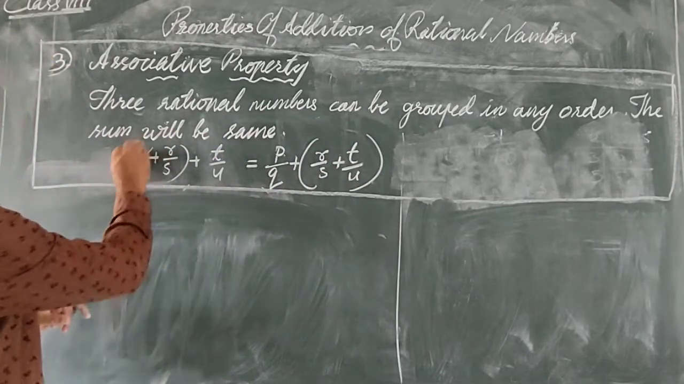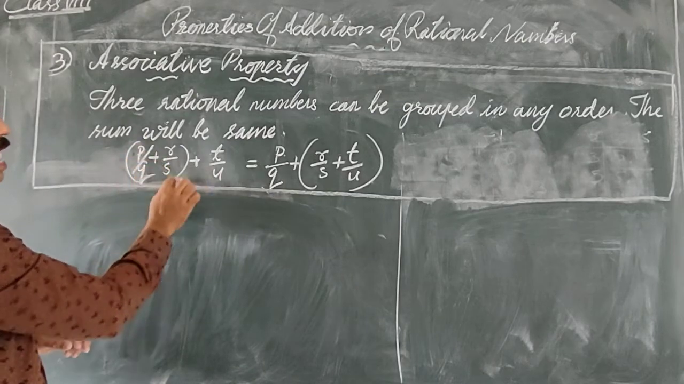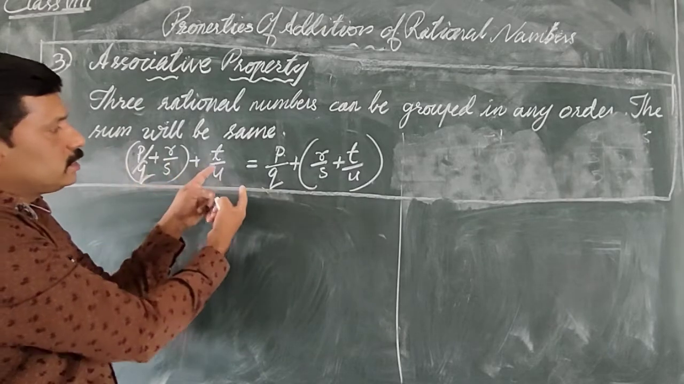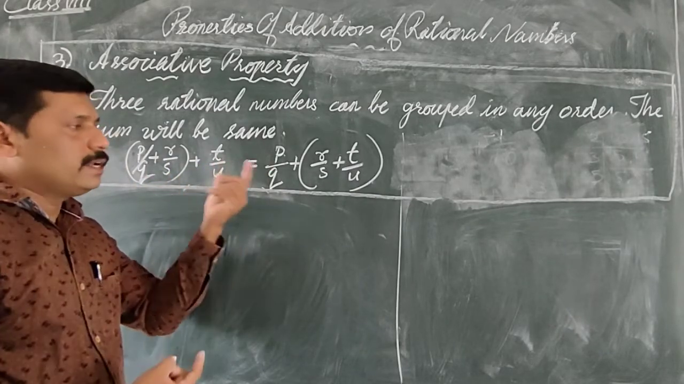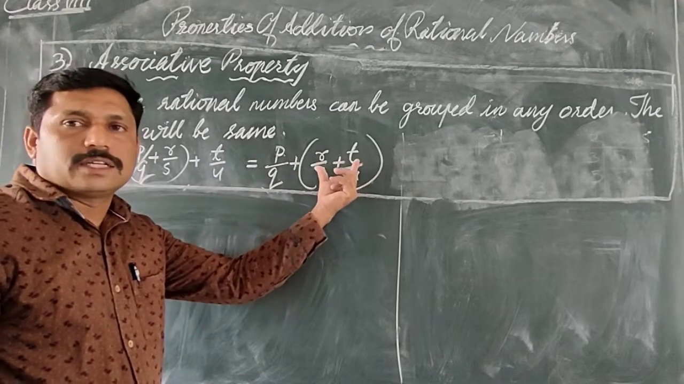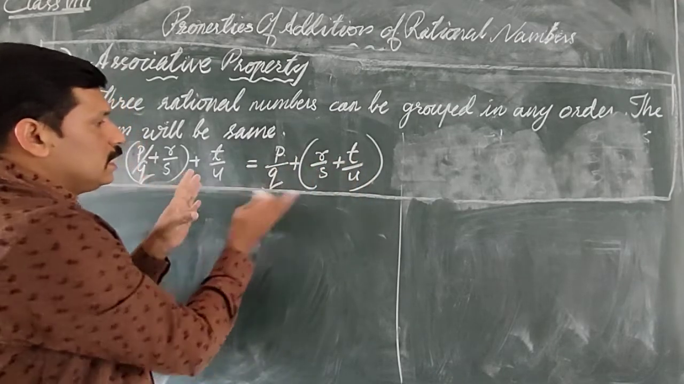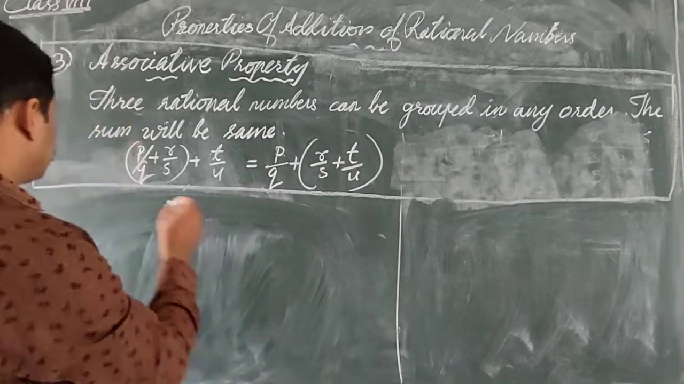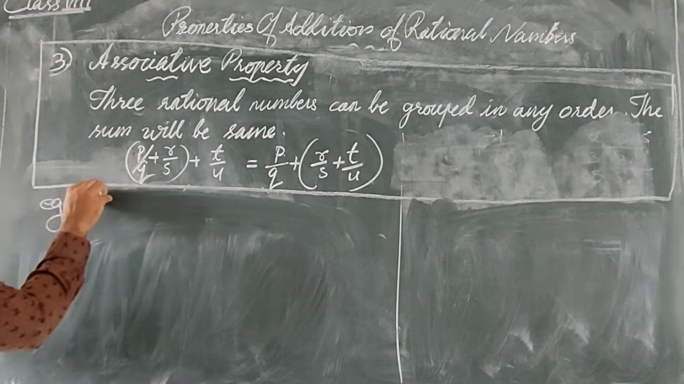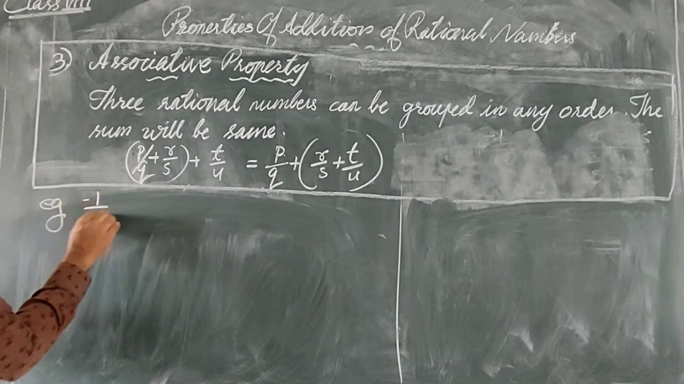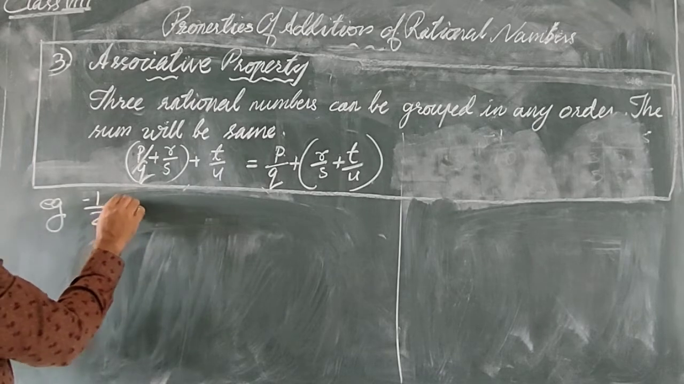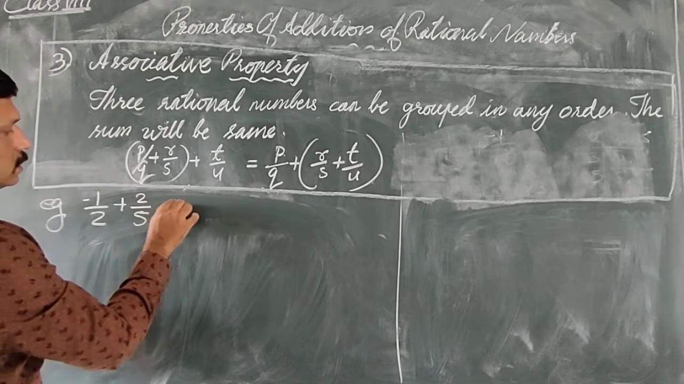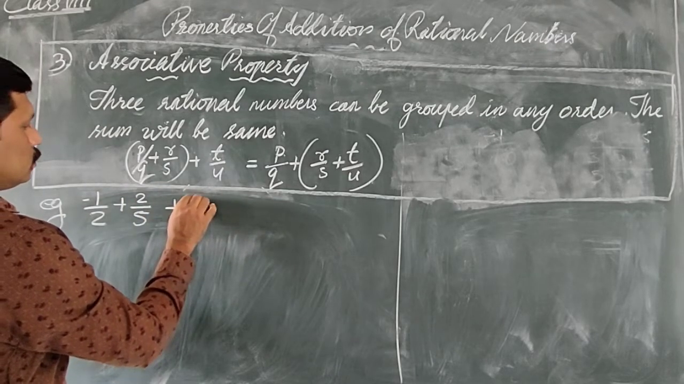Example, p upon q plus r upon s plus t upon u. Here, p upon q and r upon s are one group, and t upon u is outside. That means the third number is outside. Here, the first number is outside, and the other two numbers are grouped inside. But even though we change the grouping, the answers remain the same. We can see that with the help of an example here. Example: negative 1 upon 2 plus 2 upon 5 plus 3 upon 10.